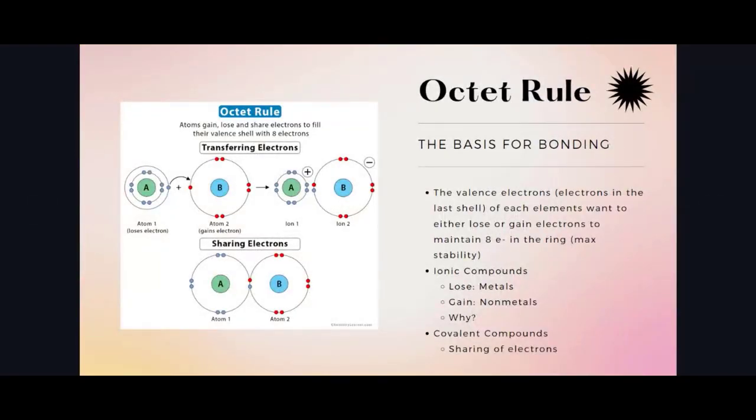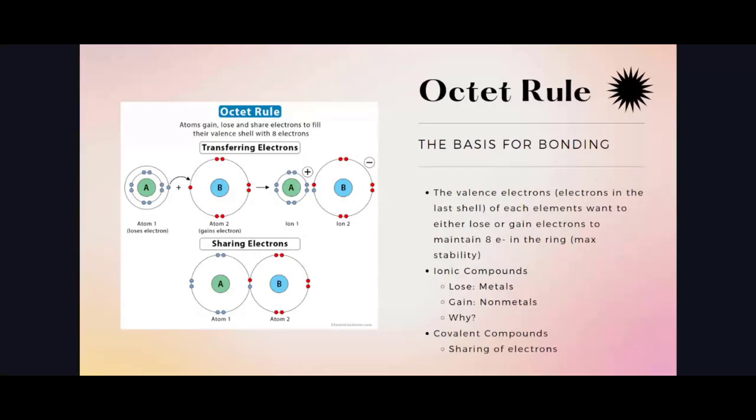The basis for bonding is called the octet rule, where the valence electrons, or the electrons of the last shell of each element, want to either lose or gain electrons to maintain 8 electrons in the ring for max stability. In ionic compounds, this usually leads to metals losing and nonmetals gaining.